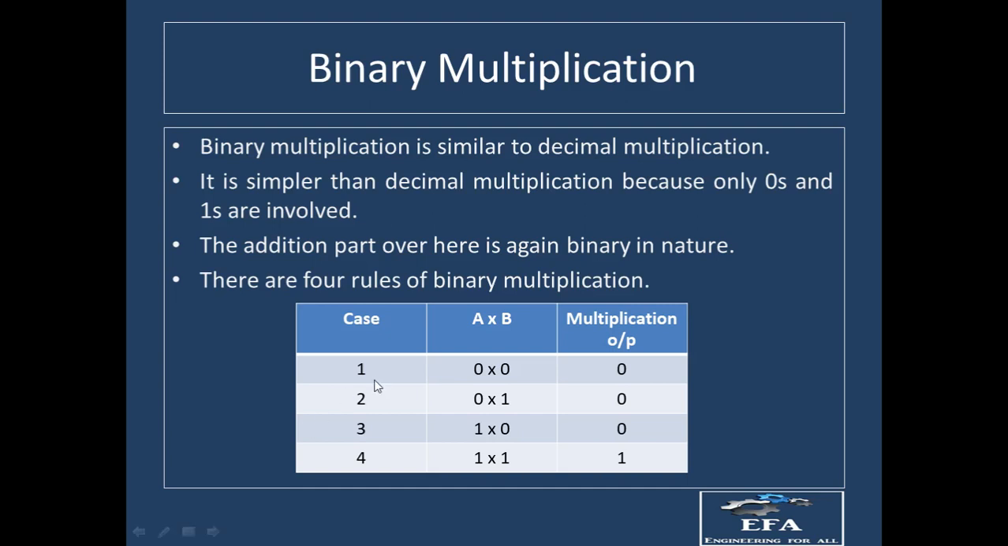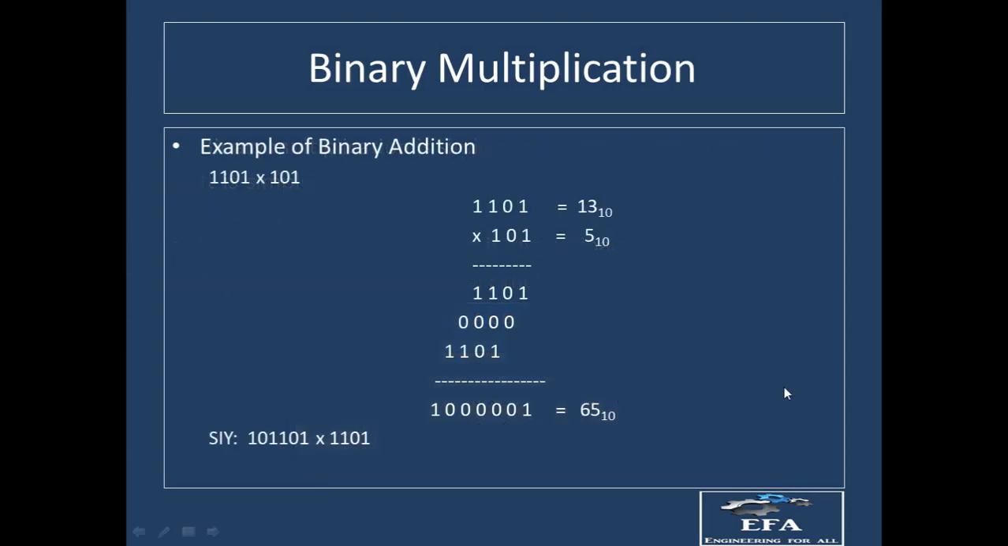Now you can see over here in case number 1, when 0 is multiplied by 0, answer is 0. In second case, 0 multiplied by 1, answer 0. 1 multiplied by 0, answer 0. 1 multiplied by 1, answer is 1. So any number which is multiplied by 0, we know that it is equal to 0. In the last case only we do not have any zeros, therefore we are getting a 1 over here. So let us see an example over here.